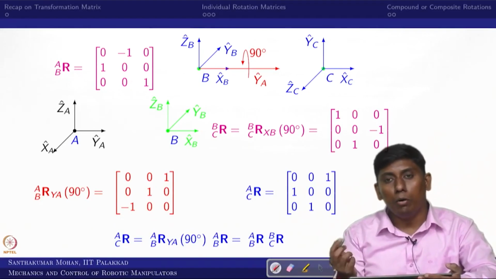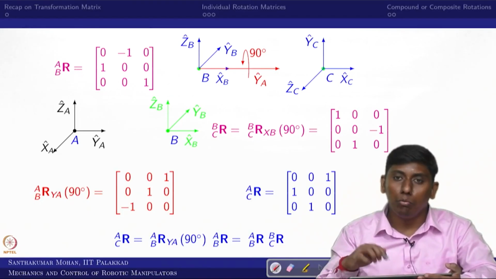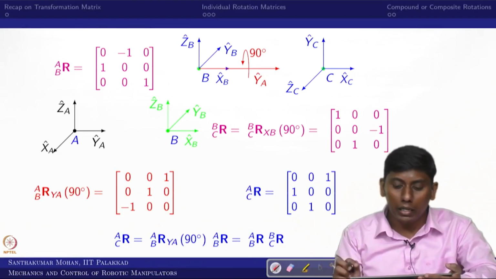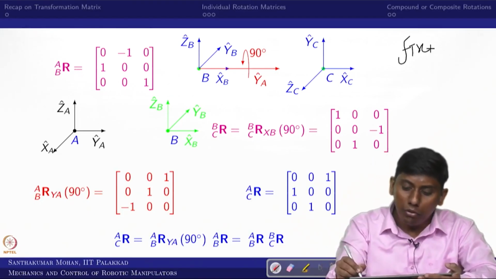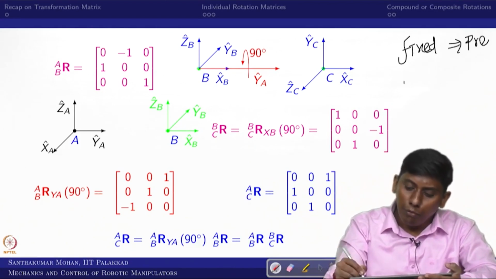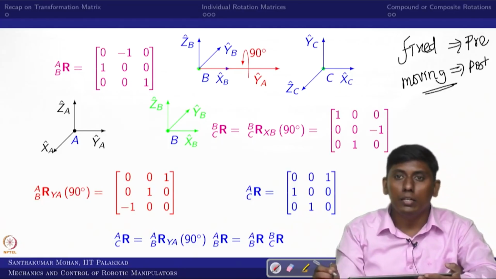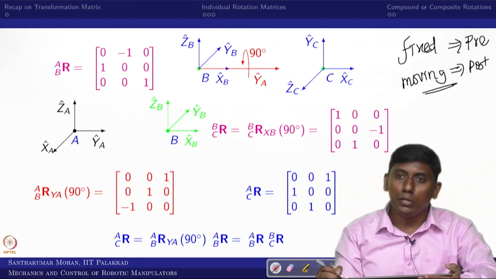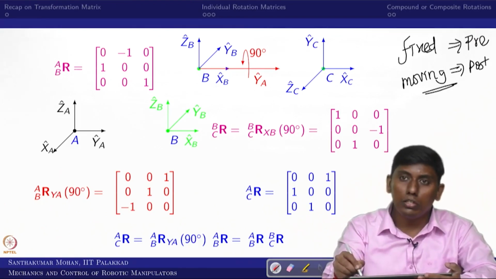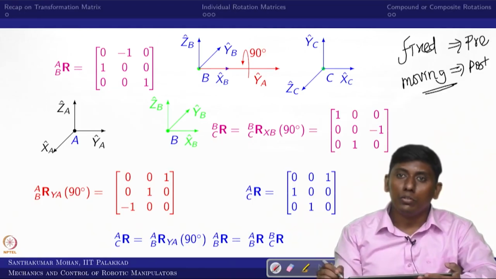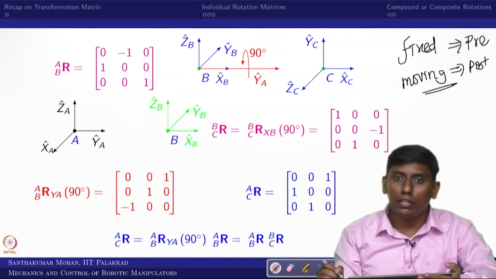I hope why we are doing pre multiplication and why we are doing post multiplication is clear. If you have a fixed frame rotation, then you can pre multiply. If you are rotating with the moving axis rotation, then you can post multiply. Okay, so with that I am closing this particular lecture. The next lecture would be talking more about compound rotations. I hope that would be clear in the next lecture.